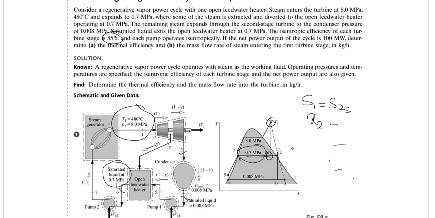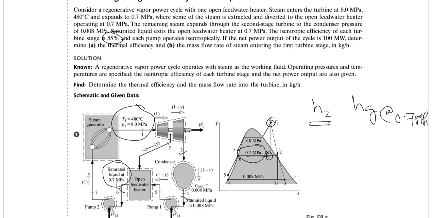Once we have enthalpy H2 using that formula, and obviously the method I've shown you, please make sure you compare this enthalpy with the enthalpy Hg at 0.7 megapascal, to know whether this enthalpy H2 is inside the vapor dome or outside the vapor dome.